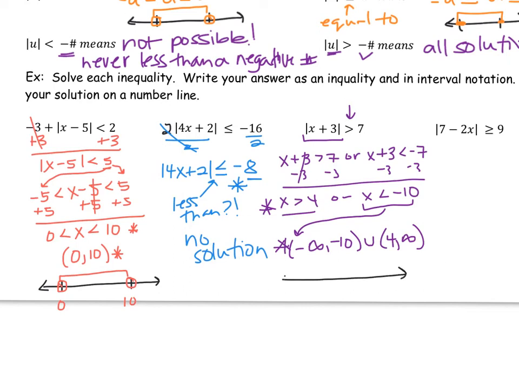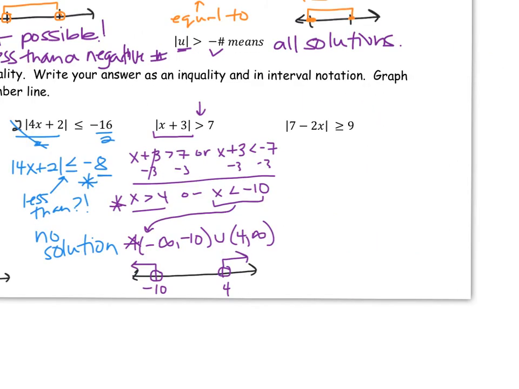On the number line, we're going to have two boundaries, one at -10 and one at +4. Since the arrow is just greater than or just less than, we'll use open dots. And remember we said that since the arrow goes away from the absolute value, our arrows will go towards -infinity and towards +infinity. They point away from each other on the number line.